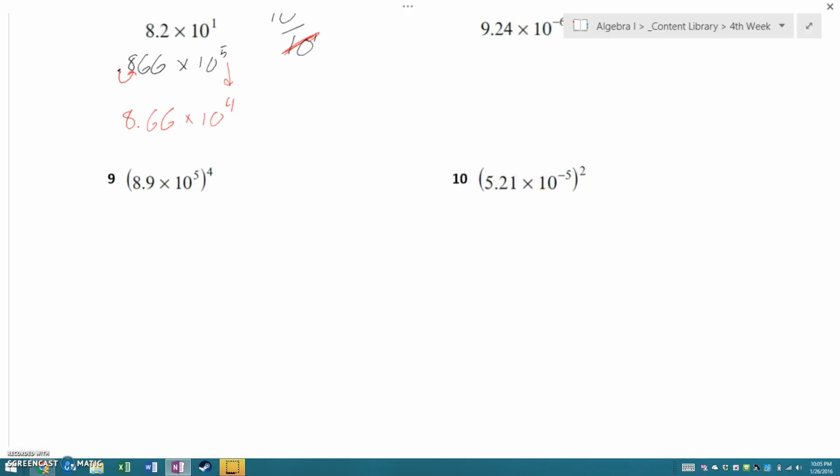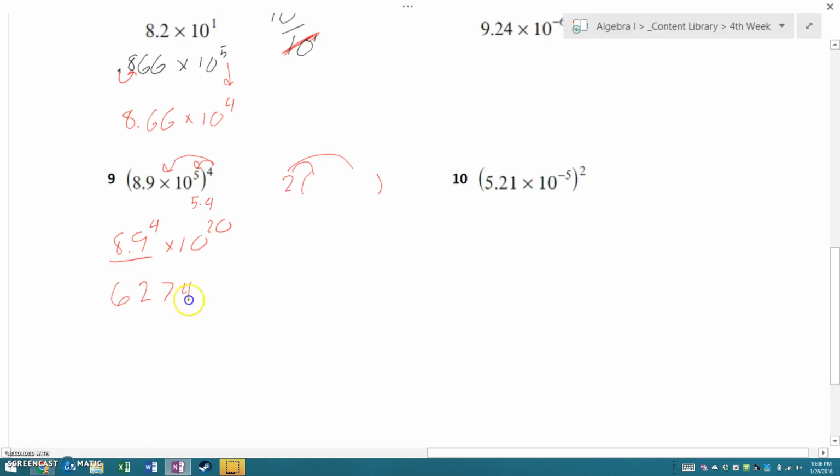Number 9, this is very similar to distribution, how we would distribute a number normally. Now it's just you're distributing an exponent instead. So now this is going to be 8.9 to the 4th power, and then this is going to be 10, and here I'm using 5 times 4, so that would be to the 20th power. Now 8.9 to the 4th power is going to be about 6,274. 10 to the 20.